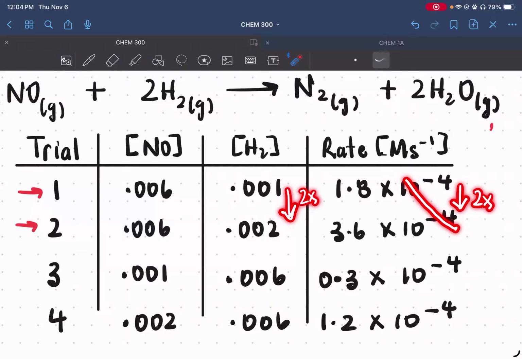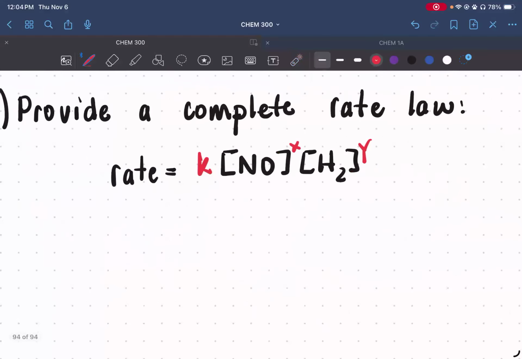So when the concentration of H2 doubles, the rate also doubles. Is this 0, first, or second order? First order, this is a 1-to-1 ratio. When the concentration doubles, so does the rate. I don't even need to write my work down. I can just immediately write that the reaction is first order with respect to H2. That was visually. We tracked the data visually. That's an appropriate method to use.